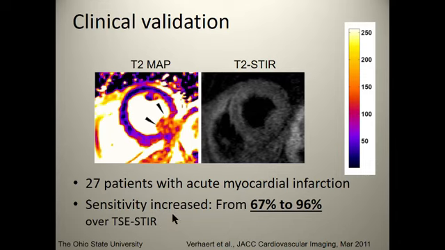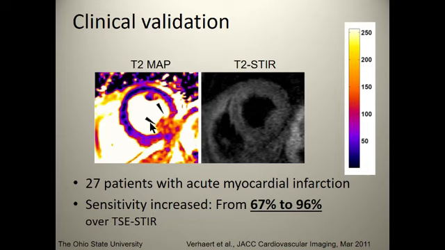And as you can see, the gold standard is a TSE STIR-based method. So effectively, heavily T2 weighted, looking for bright signal. And then you normalize that. You compare it to other bits of signal, so either to skeletal muscle or healthy myocardium. But he sees massive improvements, so 67% up to 96%. And it's a very successful method.